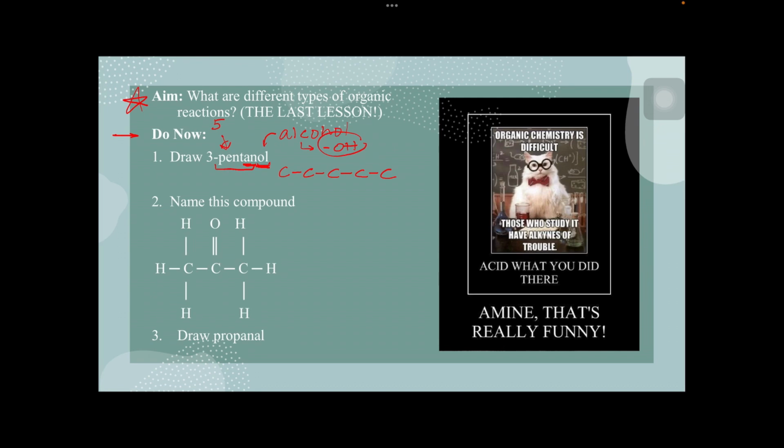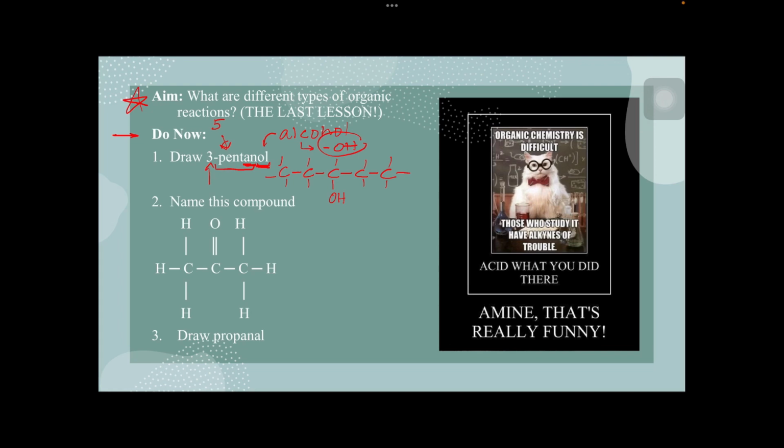Well, where do I attach the OH group? That is also given to us in the name. I will attach the OH group to the third carbon. It doesn't matter if you attach it on the top or the bottom. And then every carbon has to count to 4. So I have to fill in hydrogens in all of the missing spots. So that is a 3-pentanol molecule.